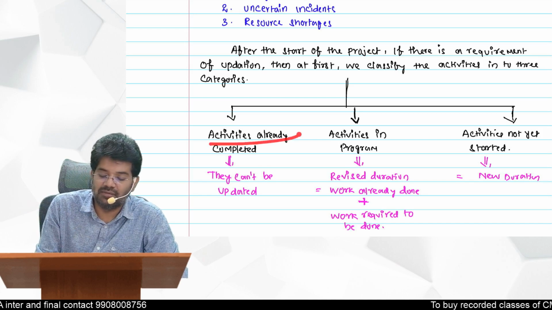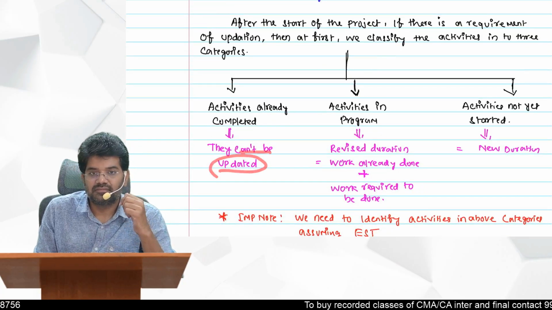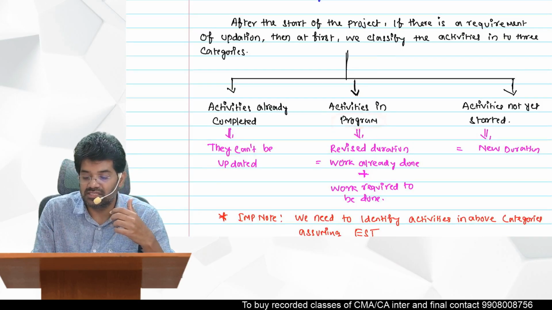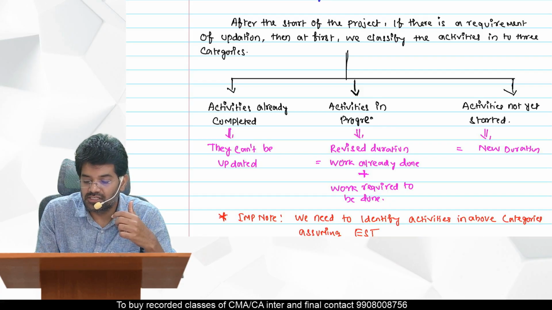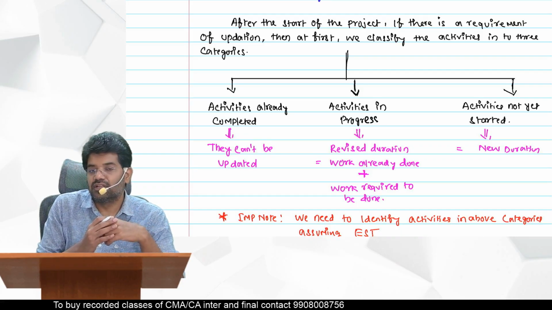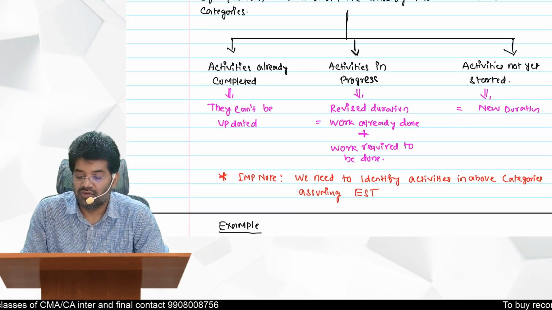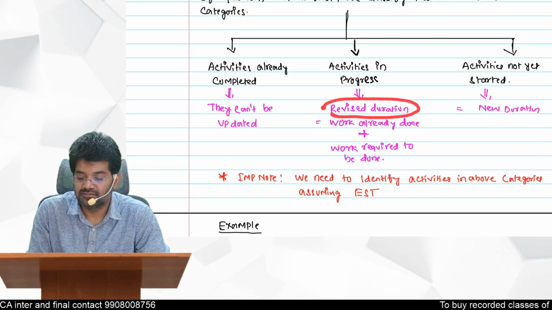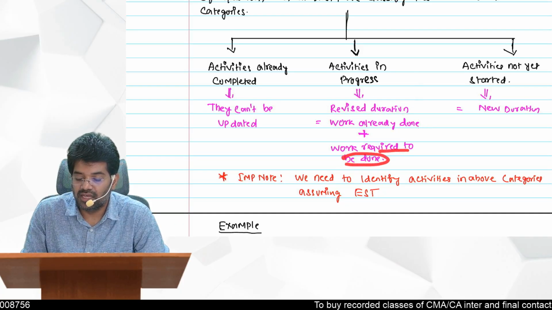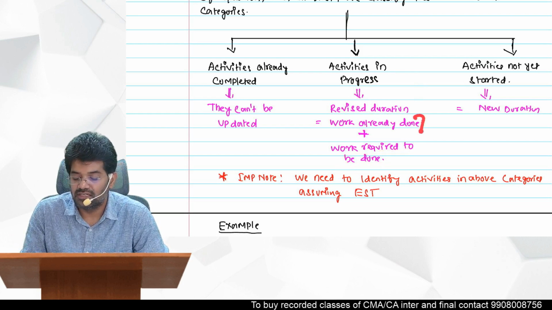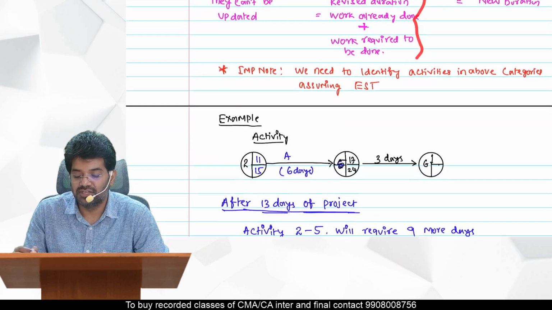If an activity is already completed, you cannot do anything, no updation is possible for them, so they cannot be updated. But for activities which are in progress, how to calculate the revised duration is: work already done plus whatever work is required to be done, that you should consider. See the example here to understand how to calculate this revised duration.